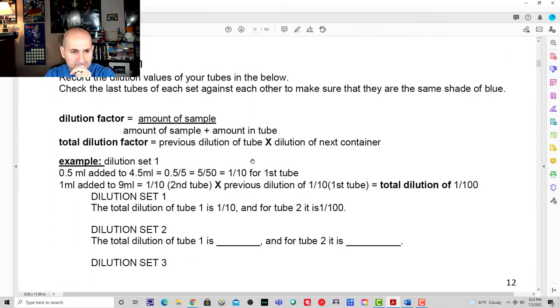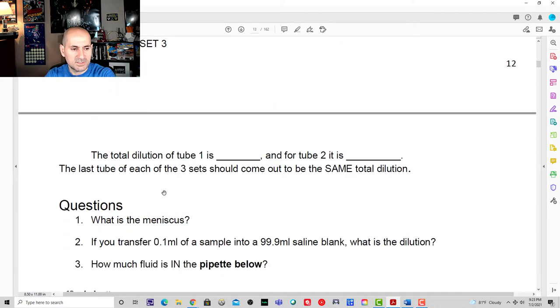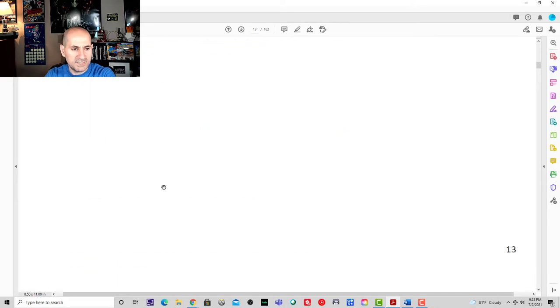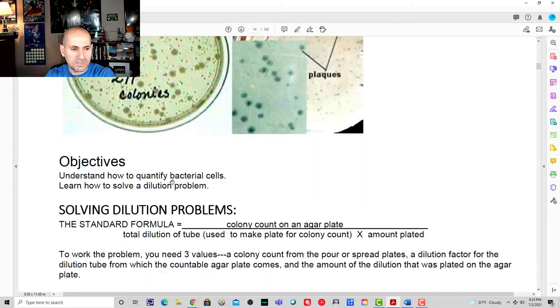And then remember the standard plate formula. This is very important stuff. The standard plate formula, which is on the page working dilution problems.